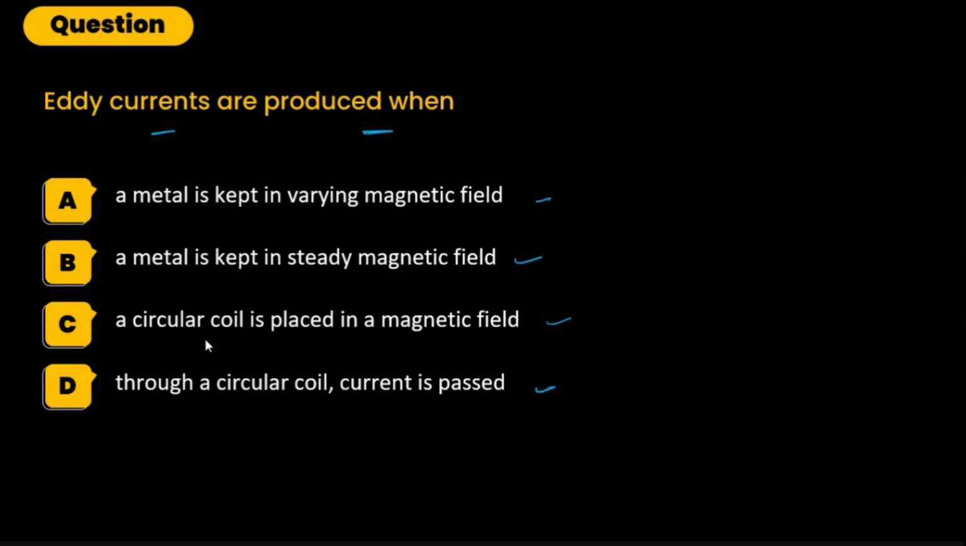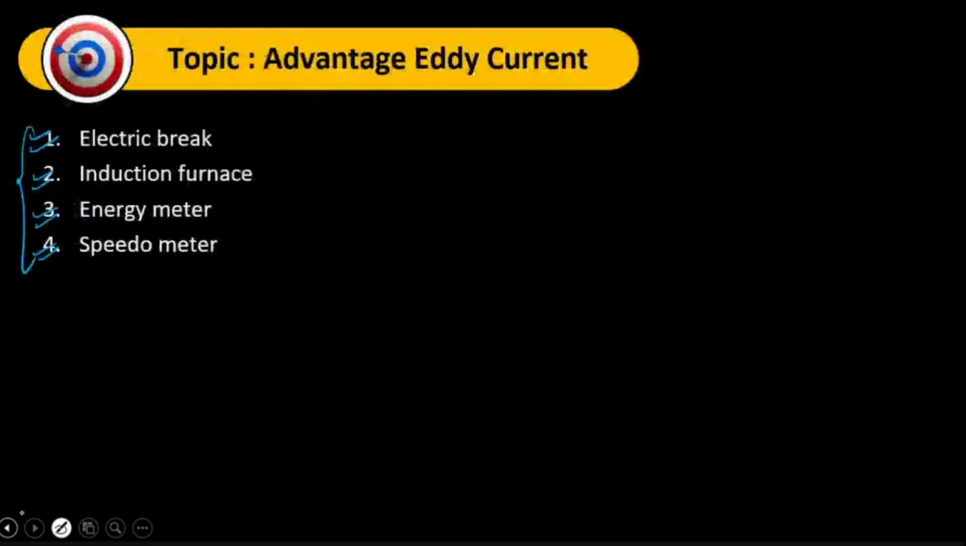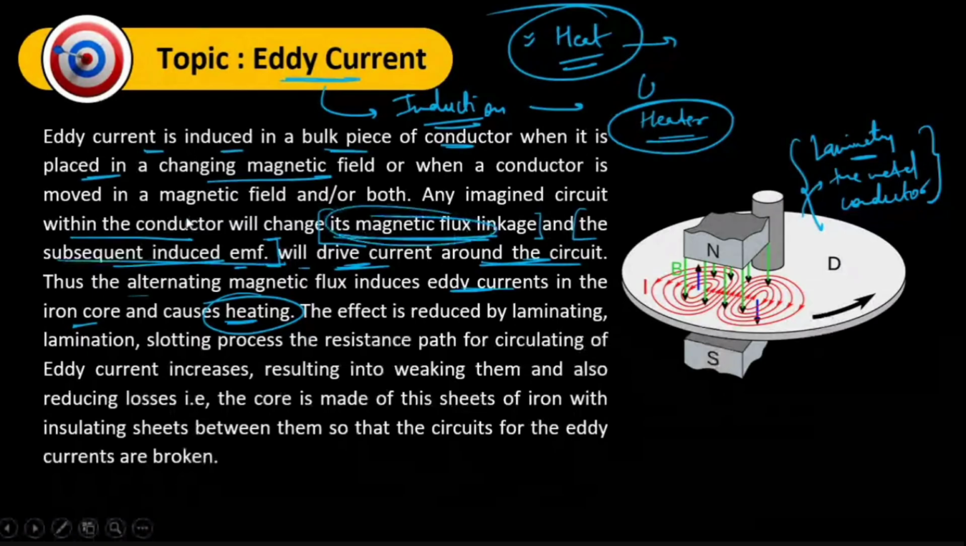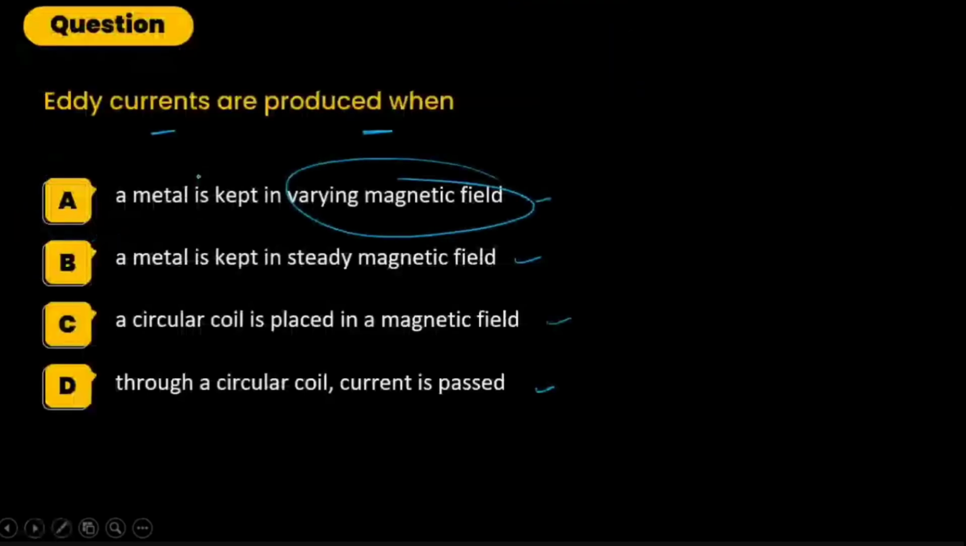When a circular coil is placed in the magnetic field, the shape doesn't matter. Whatever is within the conductor will change its magnetic flux linkage and subsequently induce EMF. So when the magnetic flux changes, or you can say the magnetic field passing through the conductor or the loop changes, whenever there is a varying magnetic field and a metal kept in that varying magnetic field, eddy current will automatically be induced in it. So A will be the correct answer.